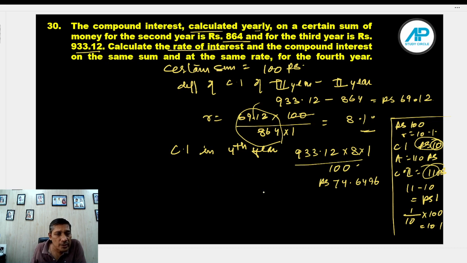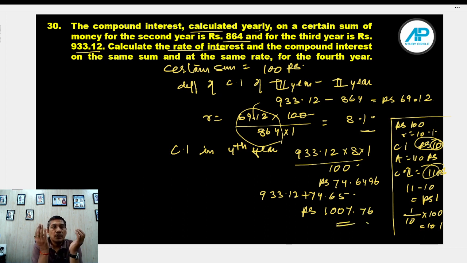So compound interest in fourth year: 933.12 plus 74.65. So 74.65 plus 933.12 gives you rupees 1007.76. Please understand and remember, the fourth year interest is 1007.76.